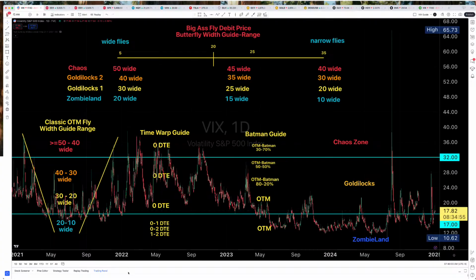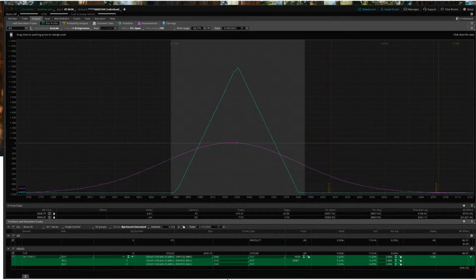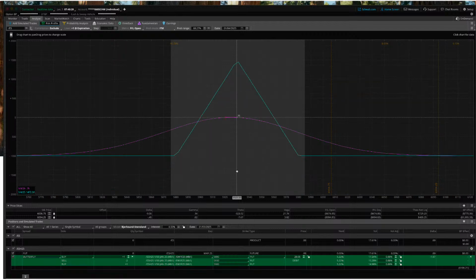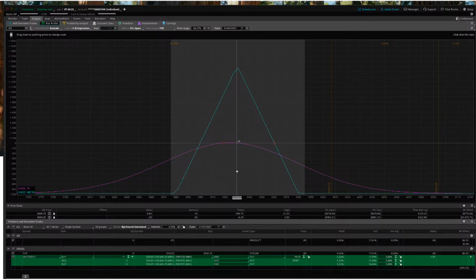So let's go to Thinkorswim, and we'll take a look at our big ass fly, which is a 50 wide fly, as I said, and currently it's below 20. So there's a fair amount. That's relatively low on an average day. Average days, particularly in a low volatility environment, tend to be a little bit higher than that, usually above 25, around 30 or so. So the market's anticipating a fair amount of activity and energy coming into the market, and so it's priced a little bit lower.